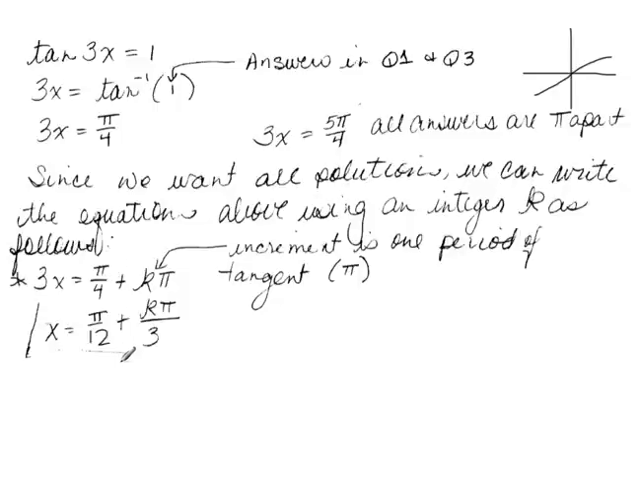Divide the pi over 4 by 3. Divide the k pi over 4, k pi by 3 as well. And now these are my solutions. And again, k is an integer.